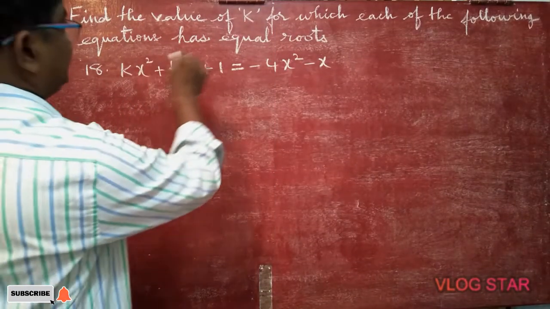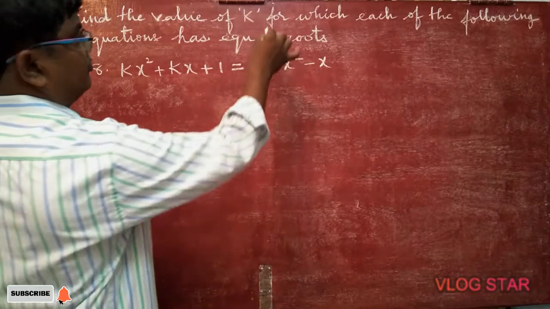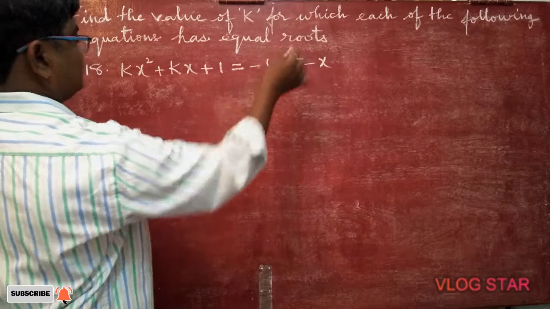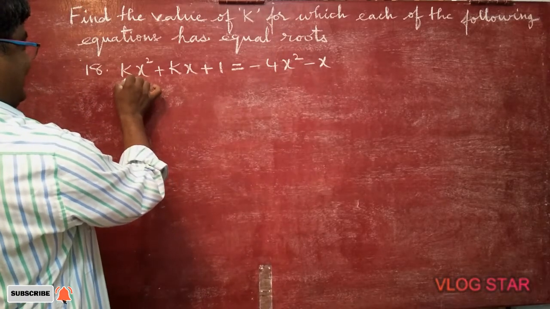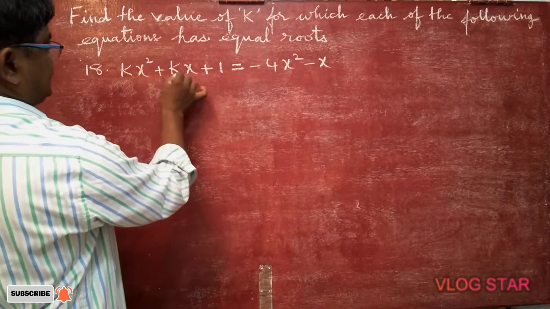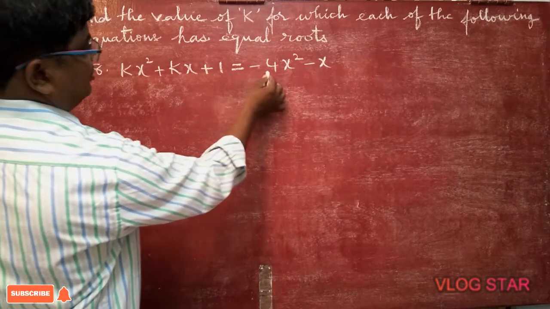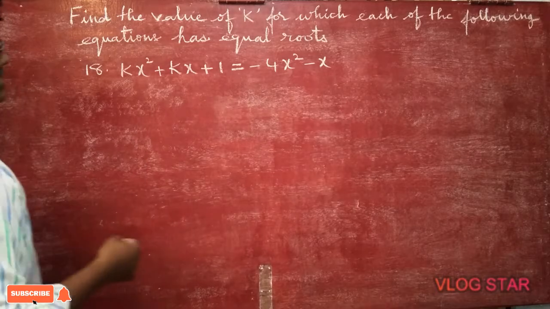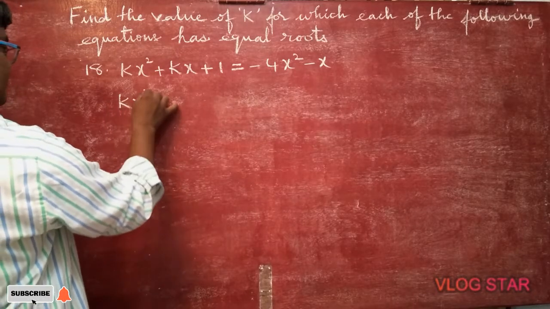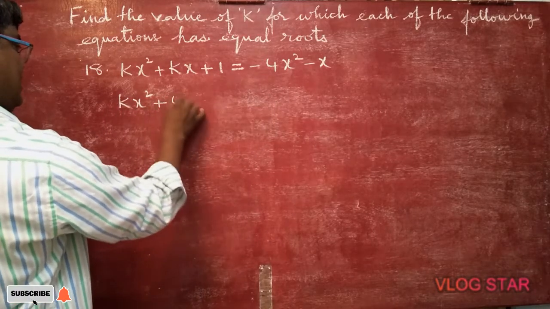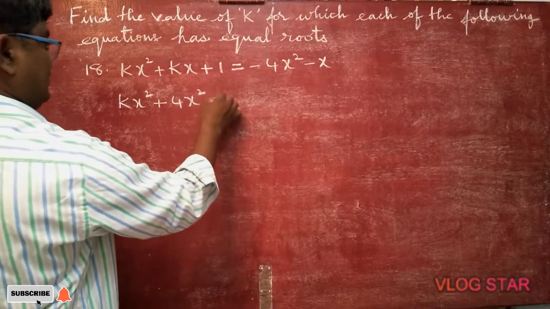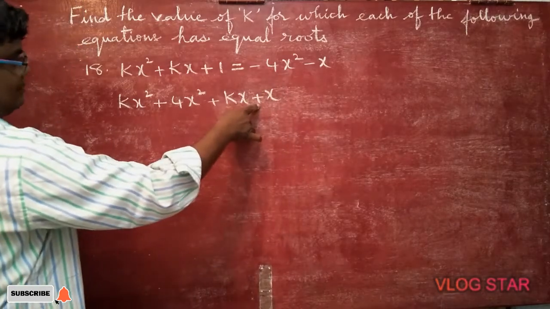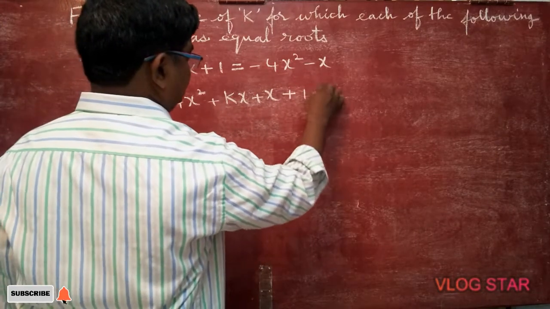Eighteenth problem. Find the value of k, same, for which each of the following equations has equal roots. Here they have given kx square plus kx plus 1 is equal to minus 4x square minus x. Bring everything to one side. kx square, minus becomes plus here, plus 4x square plus kx, minus x comes this side, plus x, plus 1 is equal to 0.